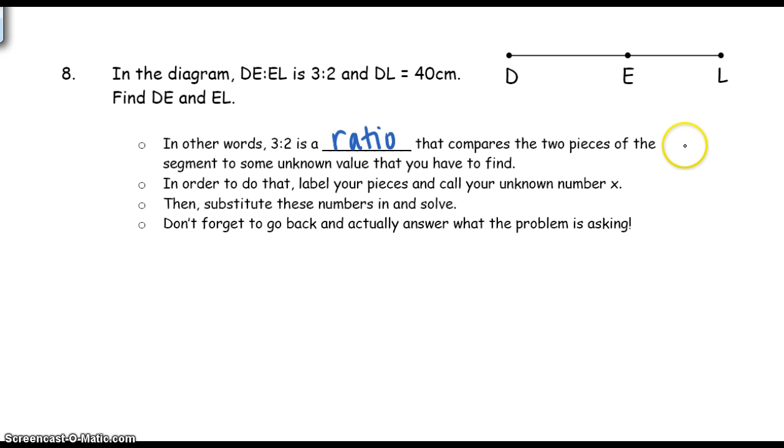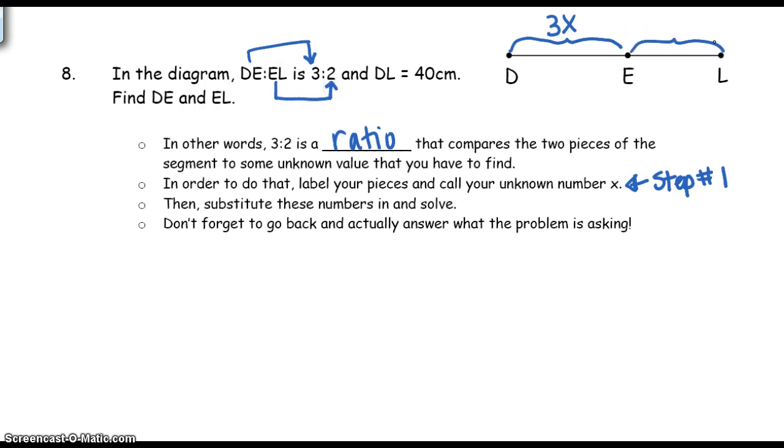In order to do that, label your pieces and call your unknown number x. So this is going to be step number 1. Okay? Step number 1. They said DE is 3. So here's DE, and we're comparing it to some unknown number. So it's going to be 3x. X is our unknown number. Then we have EL, and EL is 2. So right here's EL, and we're comparing that to some unknown number there. Finally, they're telling us that DL is 40. So in my picture, I'm going to label this whole thing as 40. There we go.